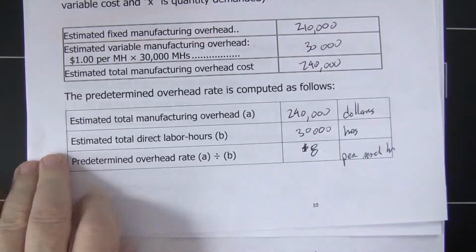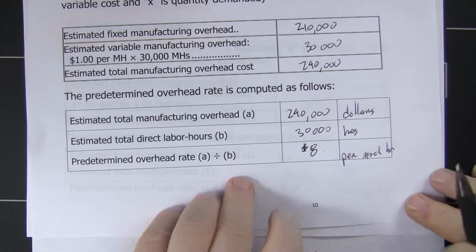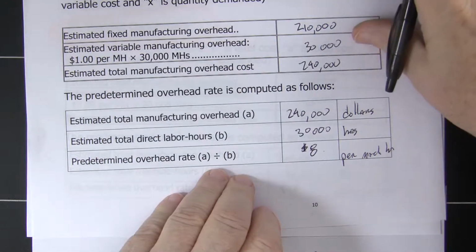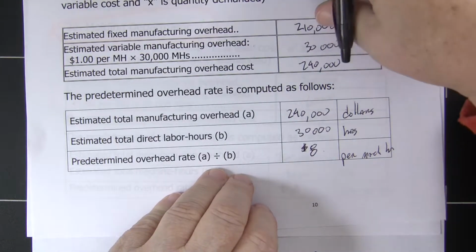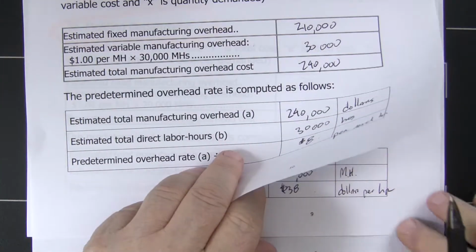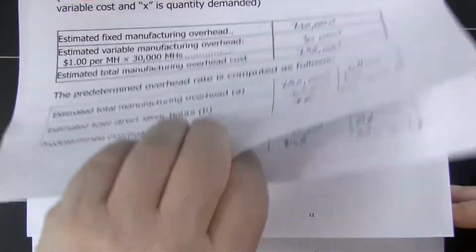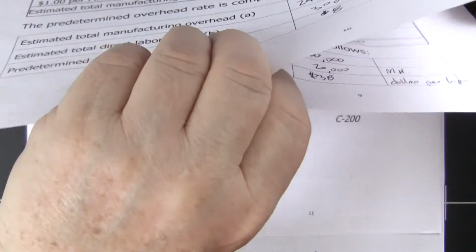Now let me find my sheet here. It asks us to come up with the direct materials and the direct labor costs. Do I have it down here? I might. If not, I'm just going to flip a hunk of paper over and we're going to do it freehand. There we go. I thought I had it.